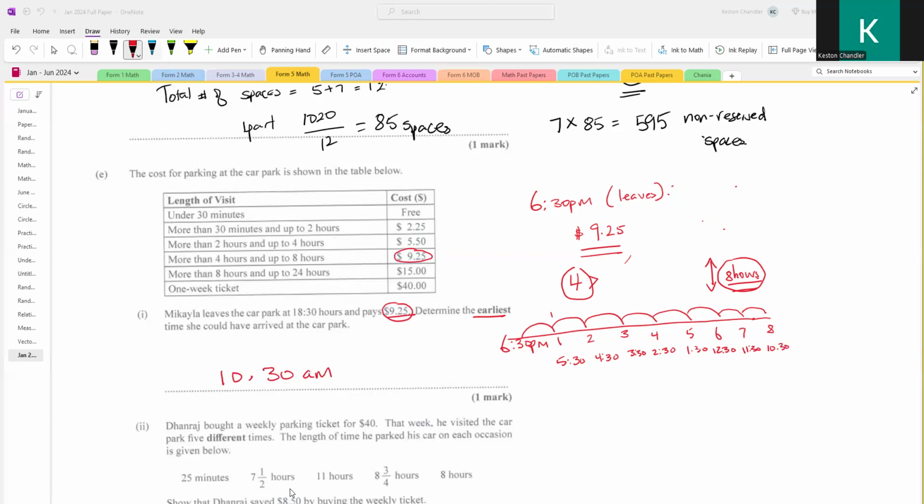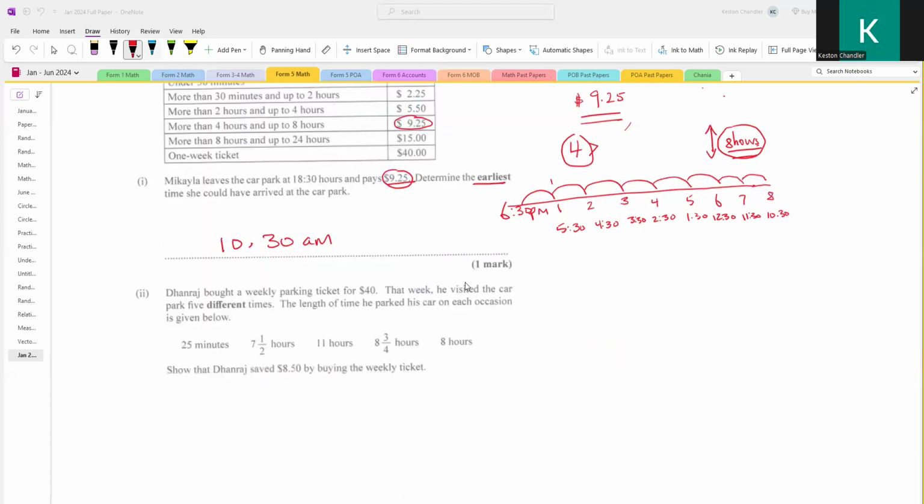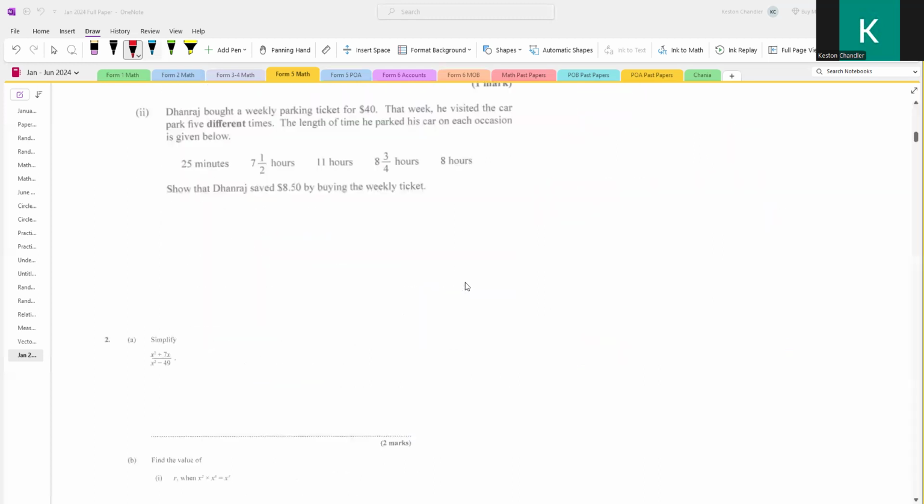Okay, good. Danraj bought a weekly parking ticket for $40. That week he visited the car park 5 different times. The length of time he parked his car on each occasion is given below. So let's make a little table. We have 25 minutes and we're going to look at the charge for each of these, right?